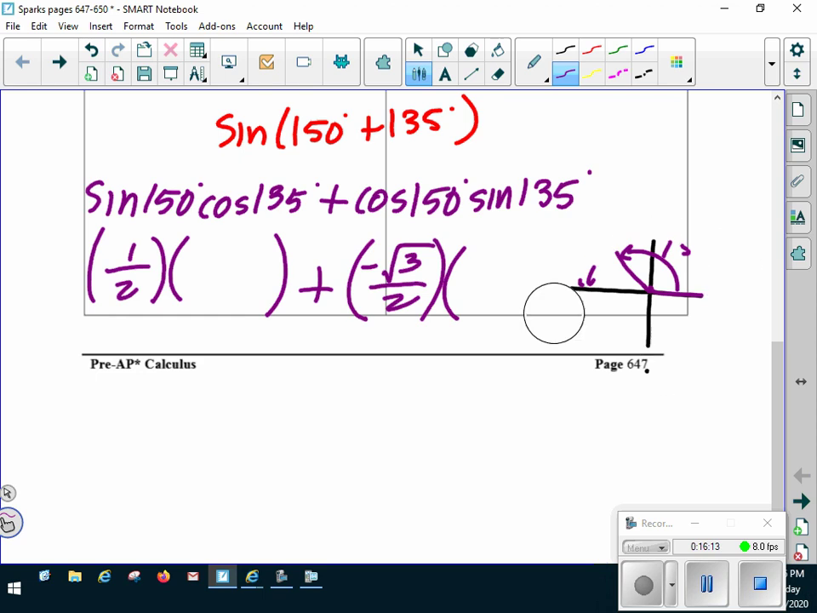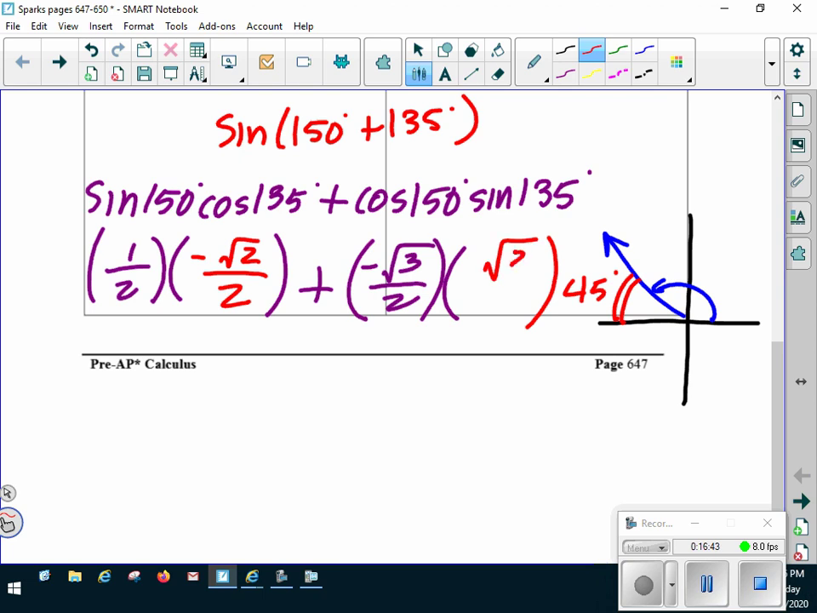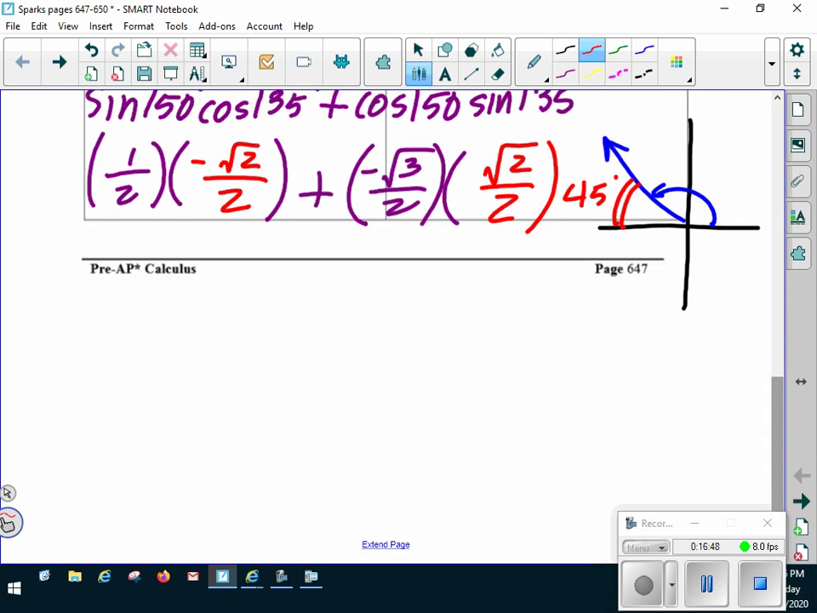Okay, let's go to 135 degrees. What quadrant are we in? Yep. Reference angle? 45 degrees, good. What's the cosine of 135 degrees? What's the sine of 135 degrees? Good, good. What do we got?